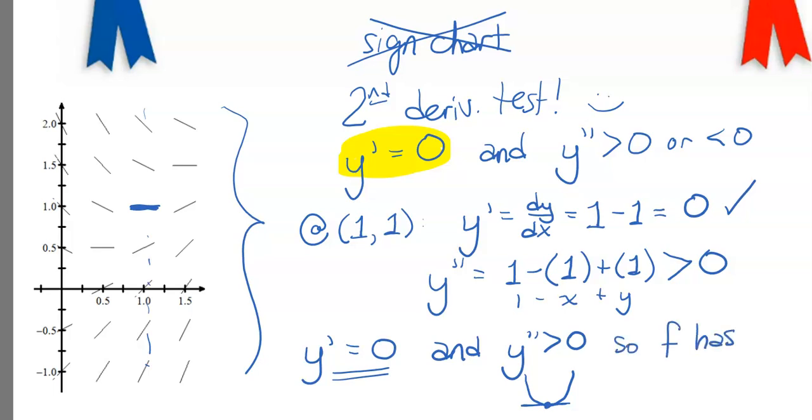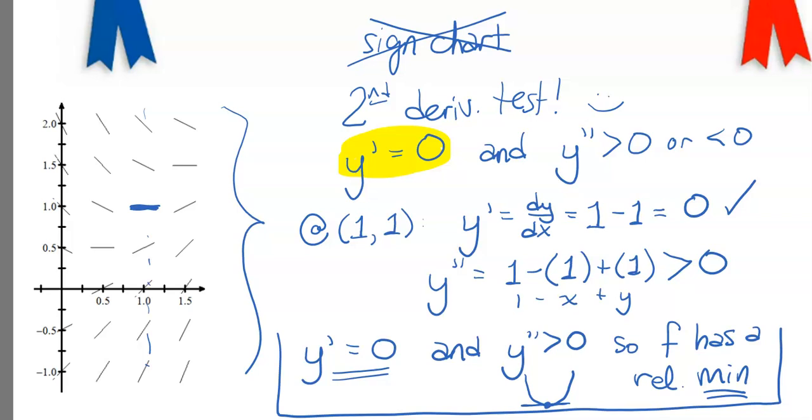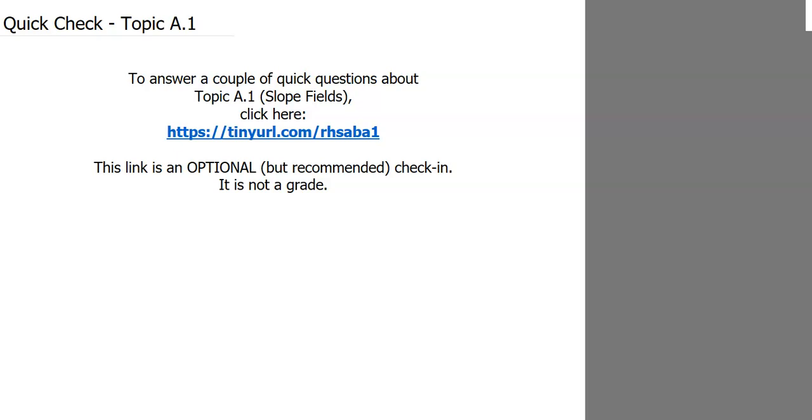So f has a relative minimum. That is your second derivative test, which we did last semester. I'm just coming back here because the sign chart just literally doesn't make sense. There's too much happening.